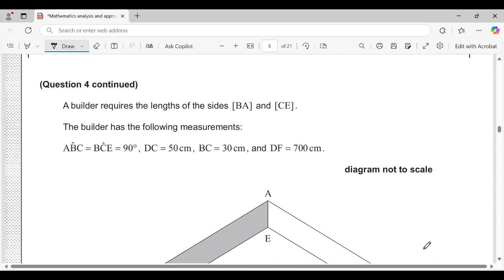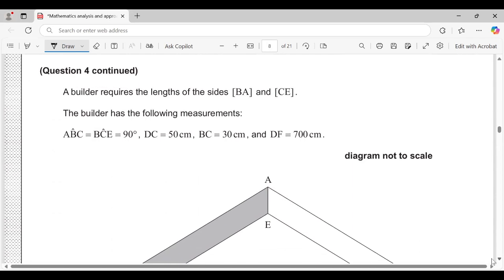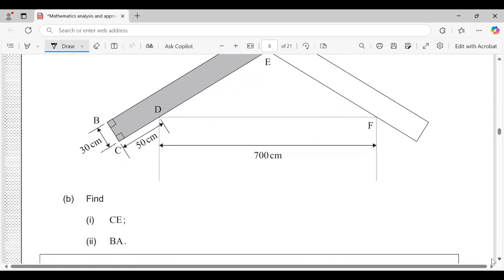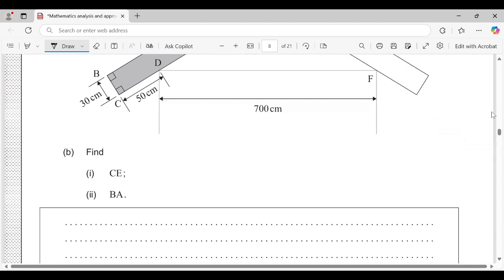A builder requires the lengths of the sides BA and CE. The builder has the following measurements. Angle ABC equals angle BCE equals 90 degrees. DC equals 50, BC equals 30, and DF equals 700 centimeters. Find CE.